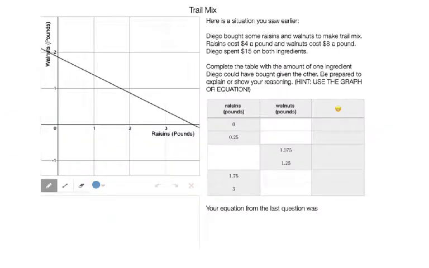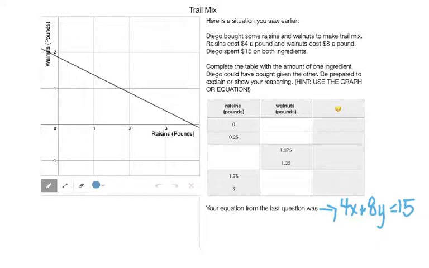So again, same situation. Diego's buying raisins and walnuts. We wrote an equation. It should show up right here. So the equation that we wrote was 4X plus 8Y is equal to 15. It should show up on your Desmos slide. My fingers are crossed that it did.